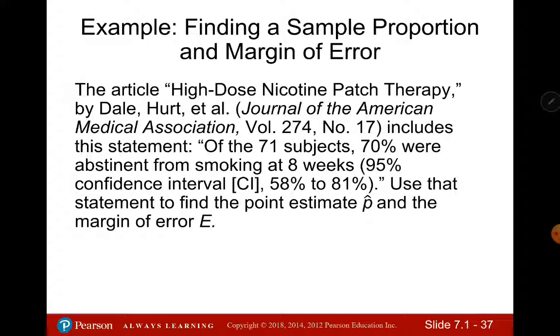So we can check this example. In this example, we do not have the point estimate and the margin of error. We only have the confidence interval. But we could use the confidence interval to find the P hat and the margin of error. So from the question, we know we have the confidence interval, and we know it's a 95% confidence interval.